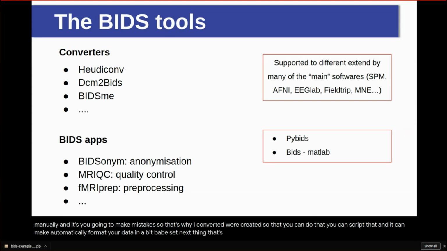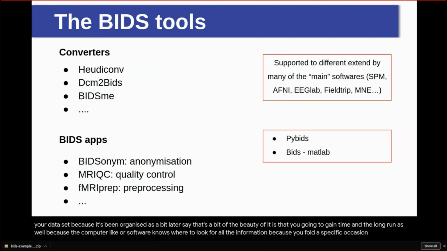The next thing that's part of the BIDS tools are what's called the BIDS apps. Just think about it as a little package that knows that your data is organized as a BIDS data set, and will be able to completely automatically analyze your data set because it's been organized as a BIDS data set. That's a bit of the beauty of BIDS, that you're going to gain time in the long run as well, because the computer or software knows where to look for all the information because you follow the specification, right?